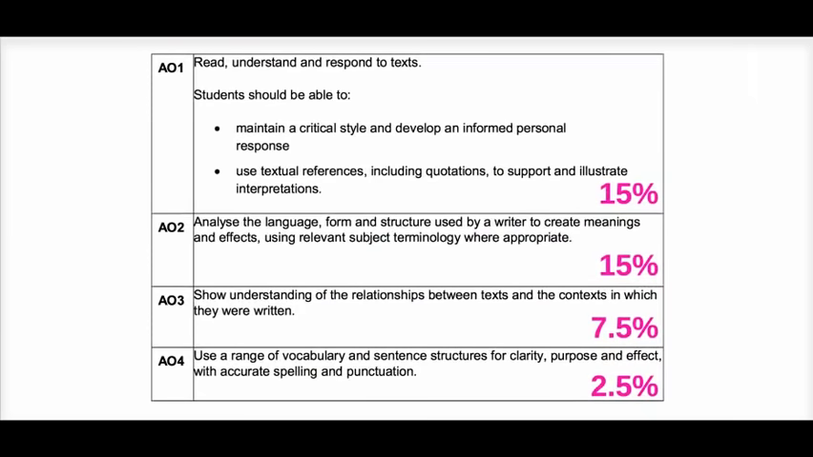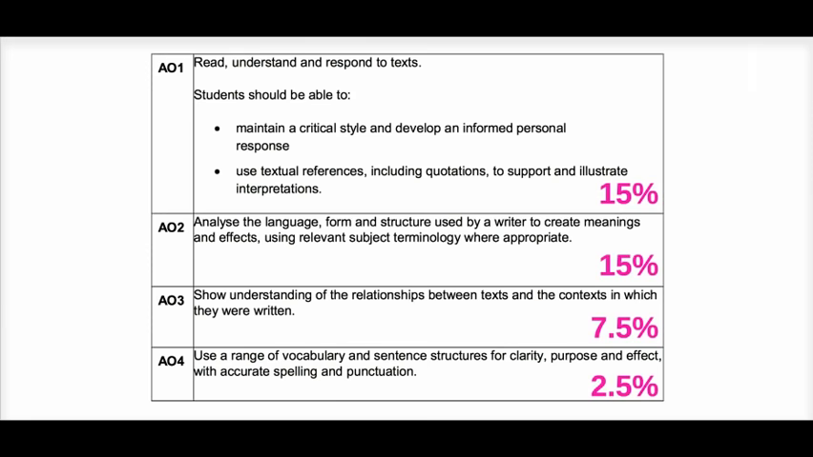So the assessment objectives, all of them are assessed, AO1, 2, 3 and 4, but with a different weighting. AO1 and 2 are the most important in terms of this paper, and that's your analysis of language, structure and form, and your ability to write a critical answer backed up with quotations. There are some marks awarded for your knowledge of context, and I've got a video about what is meant by context in this playlist. It's not just as simple as we might think.